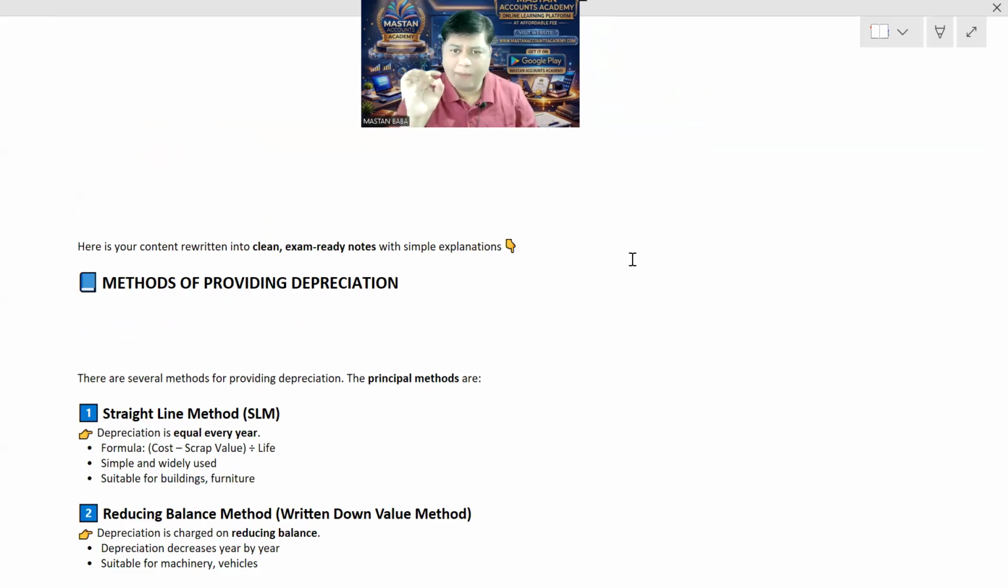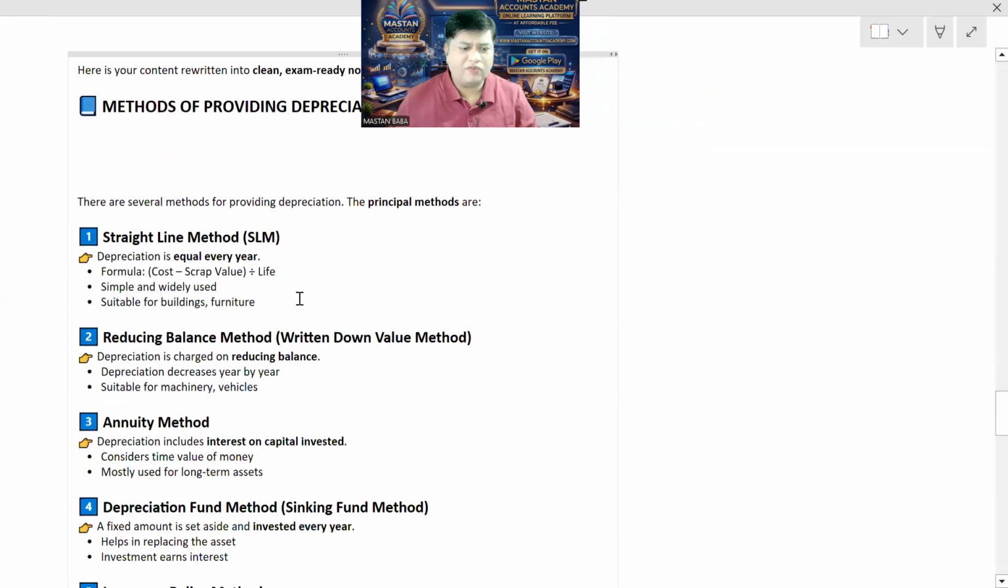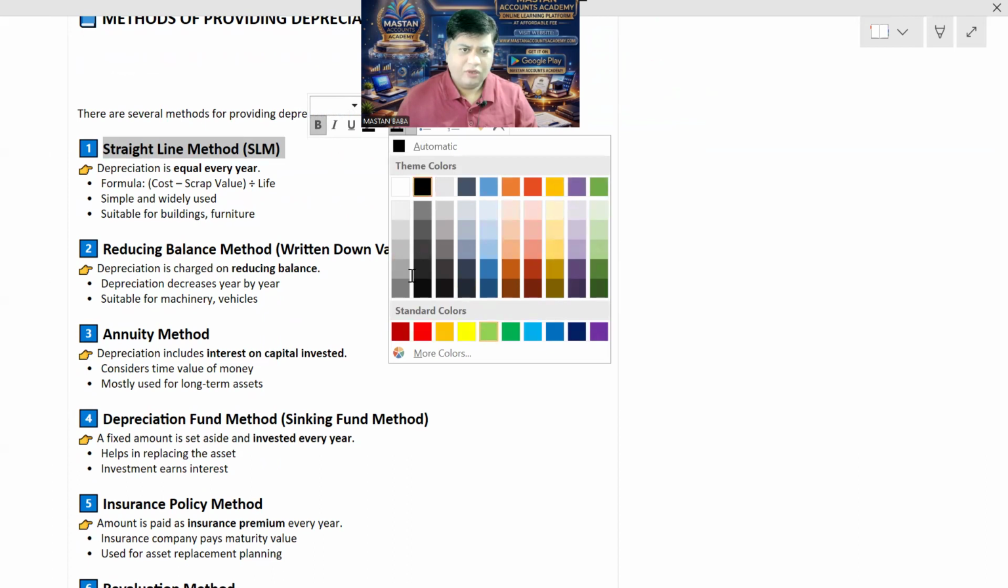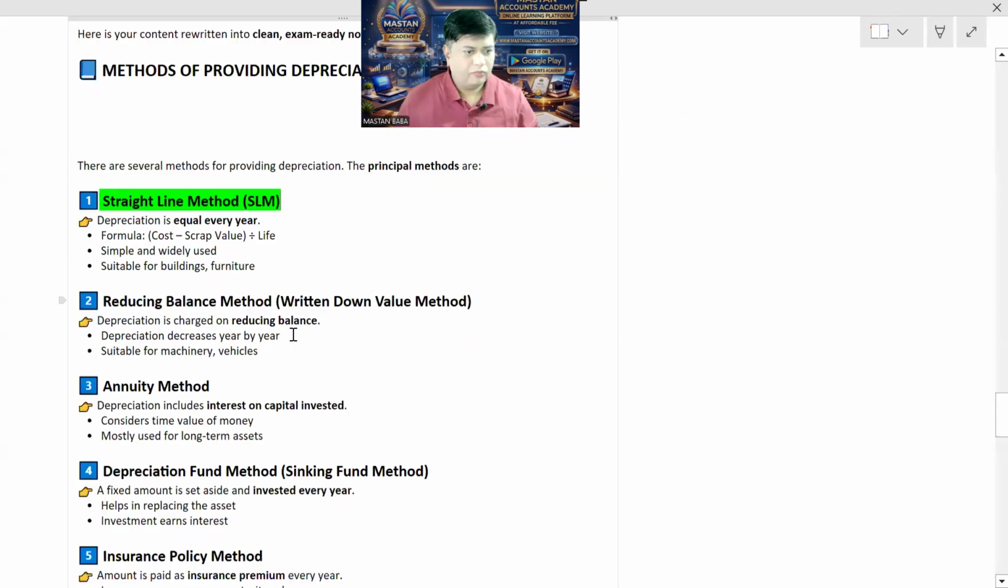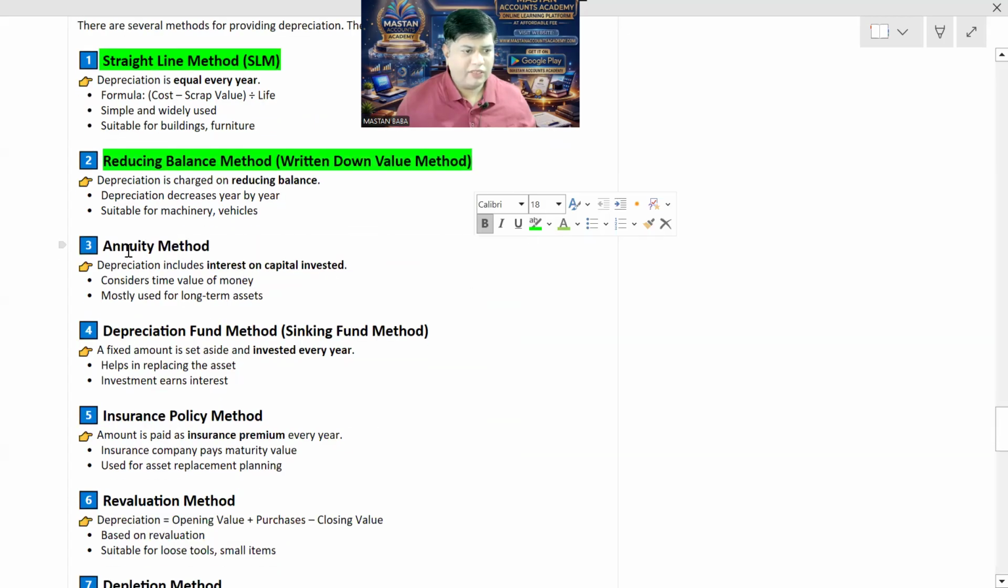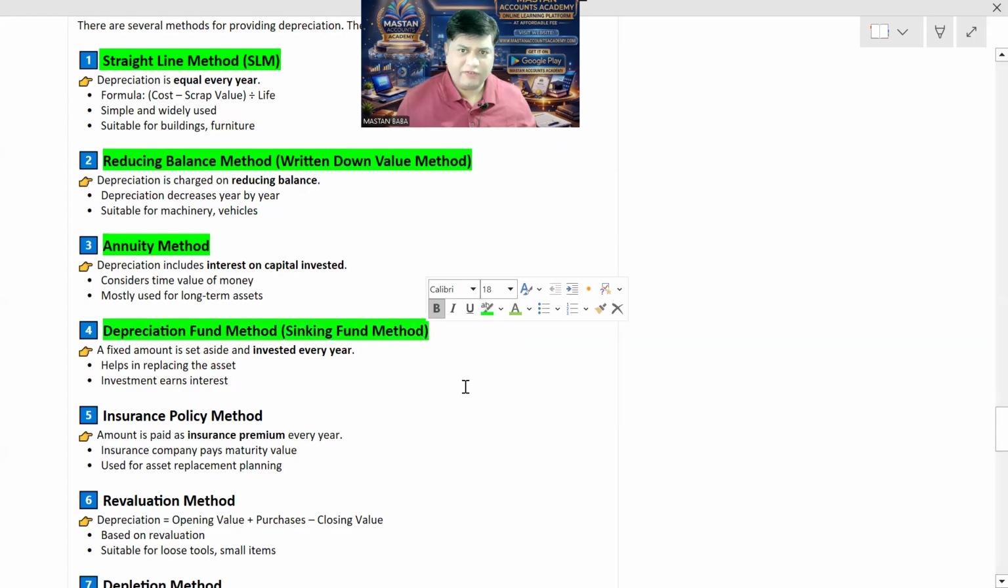You have to say there are a number of methods, but the popular methods are the straight line method and the reducing balance method. One is the straight line method. Second one is the reducing balance method. Third one is the annuity method. Fourth one is the depreciation fund method, or you can say sinking fund method. This method is very useful for funds for the replacement of an asset.